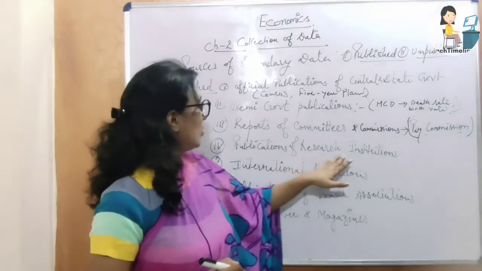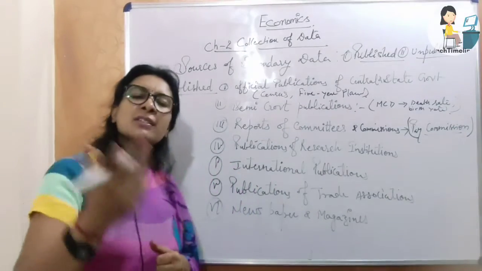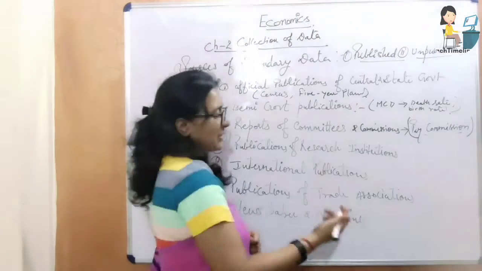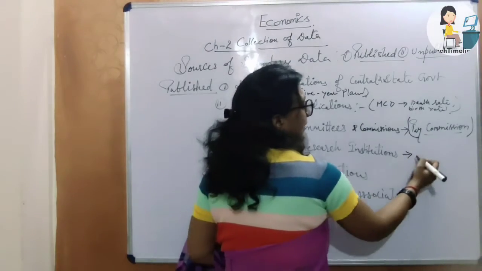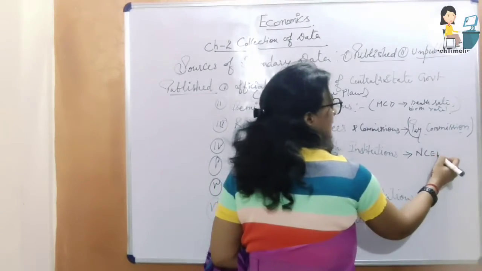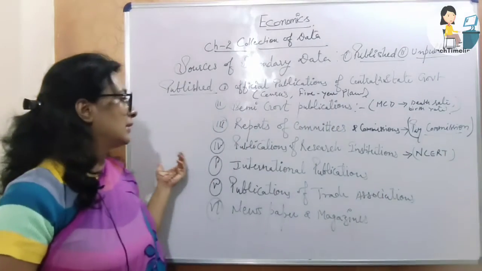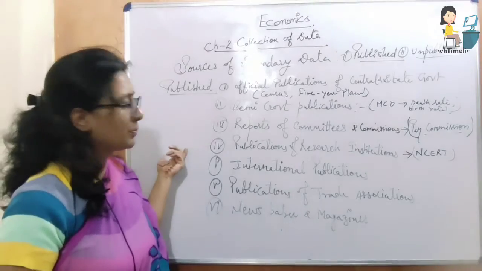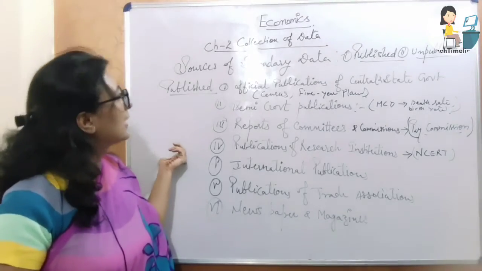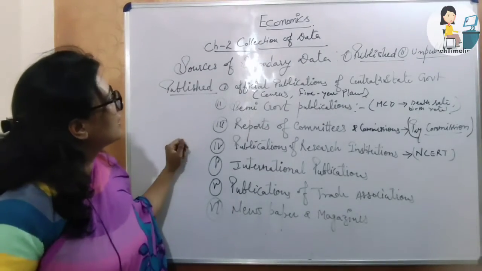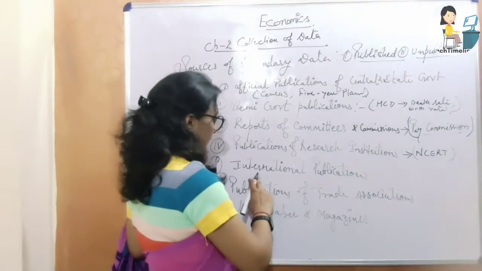Publications of research institutions. Many research institutions conduct research and present their information, and that can be NCERT. The best example I am giving to you. NCERT is a research institution, and it presents information continuously. The data available there is a source of secondary data.